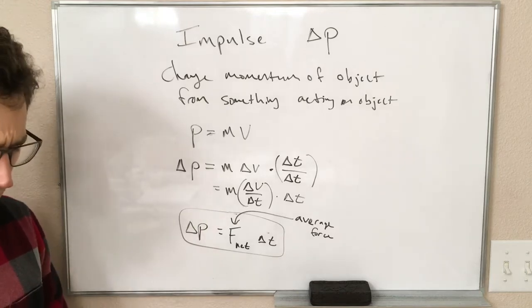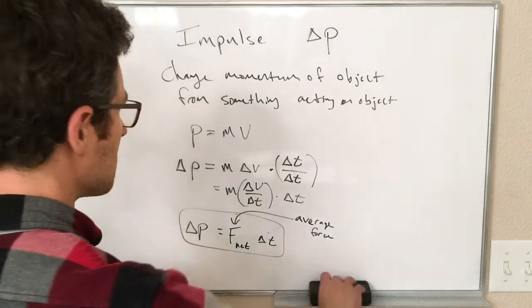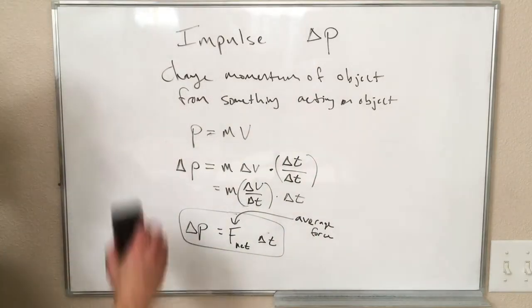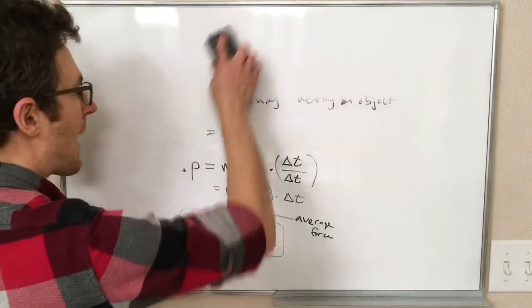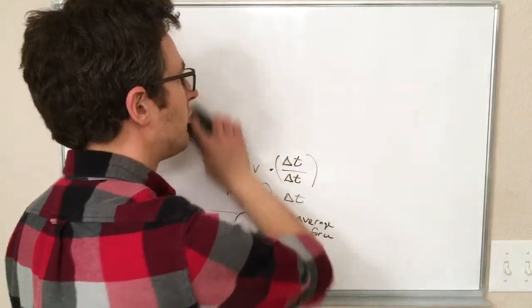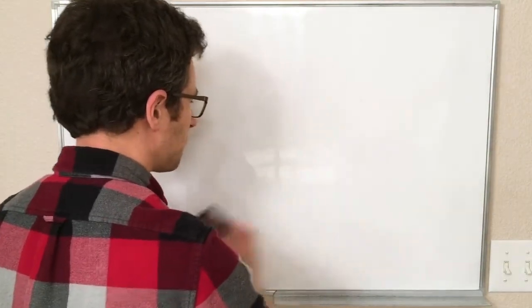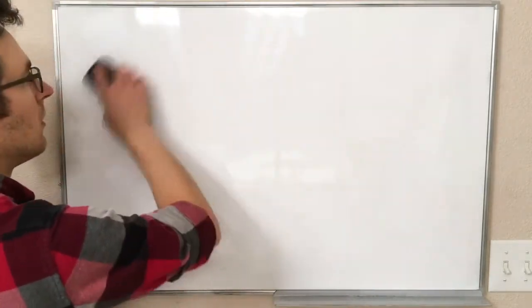All right, let's do a little example of this. I think this is a good example. So impulse calculations are often done to figure out how large forces are, and so we'll do the example and then we'll talk about it.